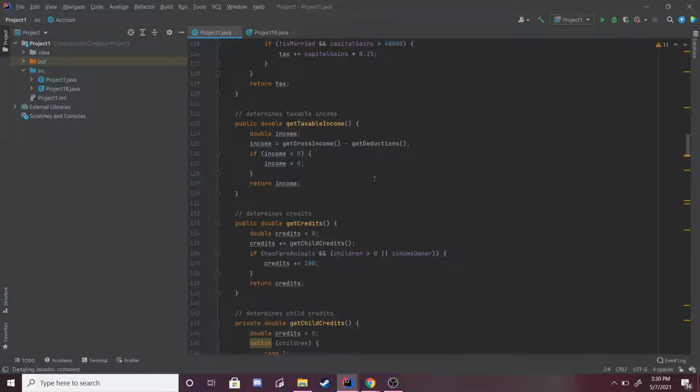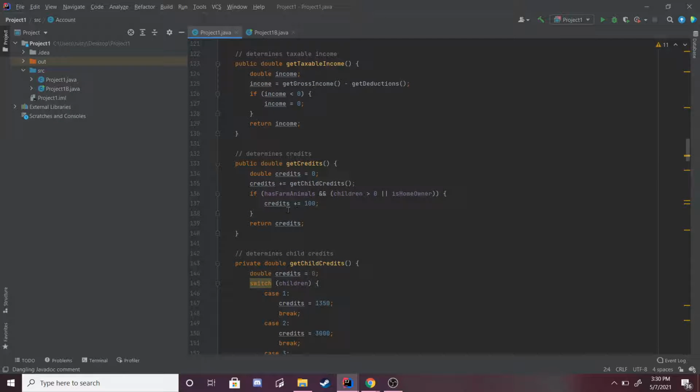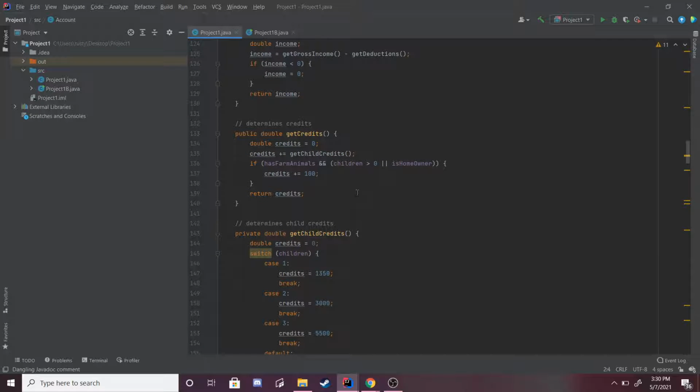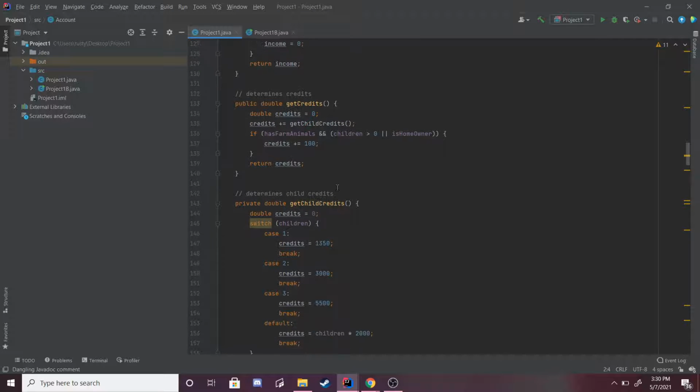The public double get taxable income, there's a double of income, and income equals gross income minus get deductions. If the income is less than 0, the income equals 0, and this returns income. This getter will determine credits. There's a double credits that's set to 0. Credits plus equal get child credits, and if they have a farm animal and the children is greater than 0, and they are a homeowner, credits plus equal 100, and this one returns credits.